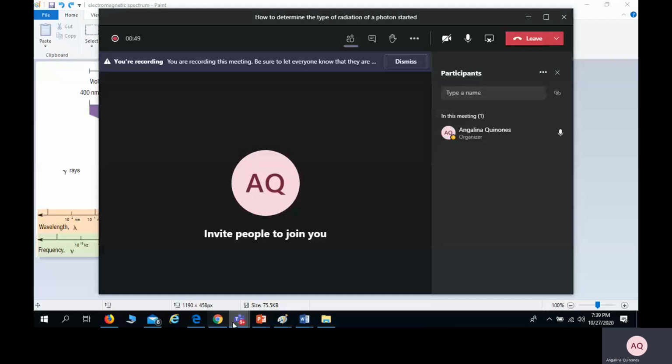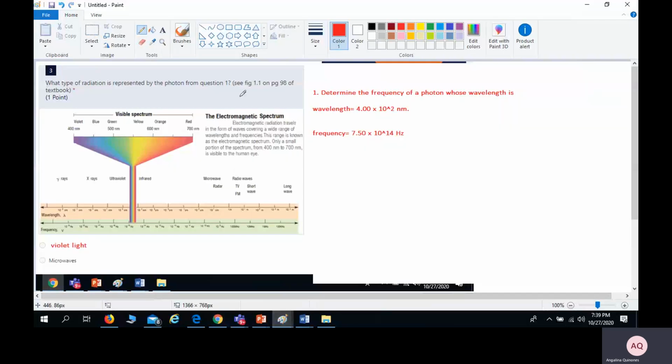So I want to work out another example. We're going to work out number 3. I want you to use this example to help you solve all of the questions that have this kind of format. So looking for the radiation of a photon. In order to do this, you're going to need to use the electromagnetic spectrum. We have this on page 98 of the textbook.